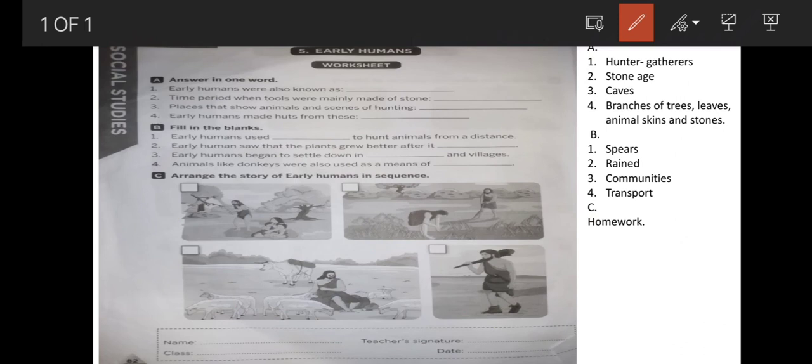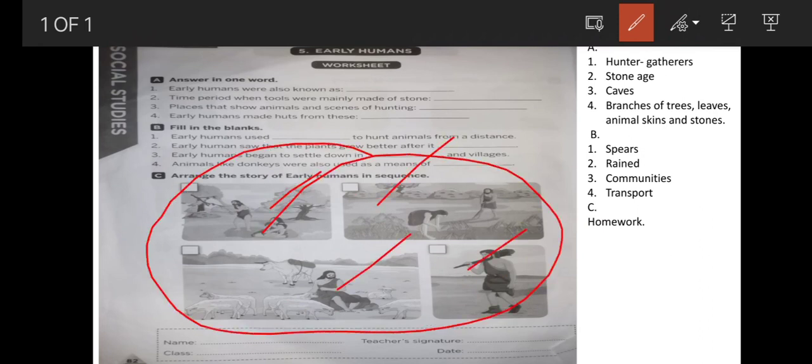So for example, if this activity was first started, you have to write here 1. I'm just giving an example. This is 1. Again, after this, if this activity was started by the early humans, then what you have to write here? 2, 3, 4. So in this way, do it yourself and send it to my number.